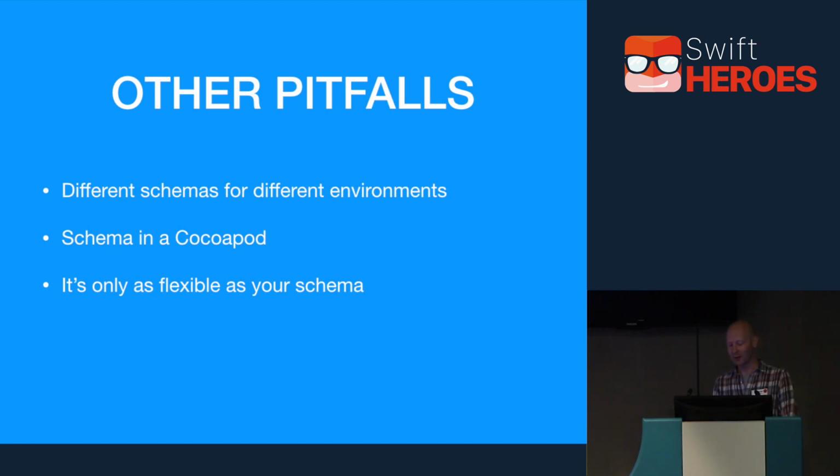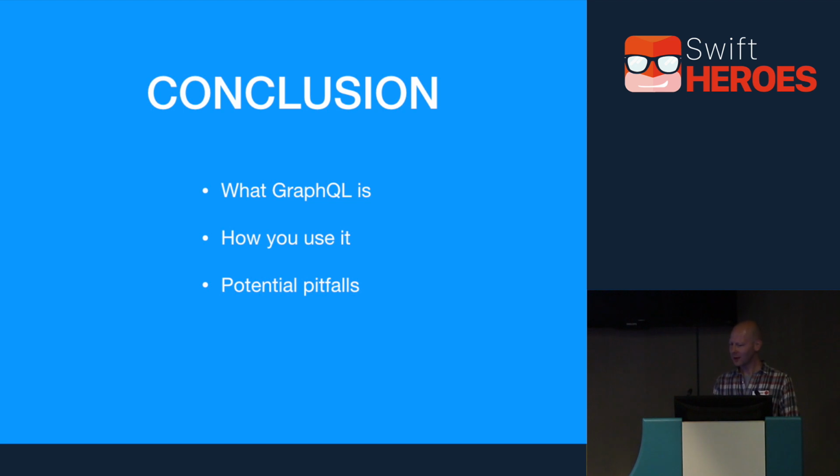And just a general one: it's only as flexible as your schema. You can write bad things in anything. You can write a bad REST endpoint. You can quite easily write a bad GraphQL schema to fetch your data and mutate your data. It's just another tool. I've realized I've whipped through this fairly quickly, but we've covered what GraphQL is, where it came from slightly, how you might use it within iOS using Apollo, and some of the pitfalls that we hit as we went through it.